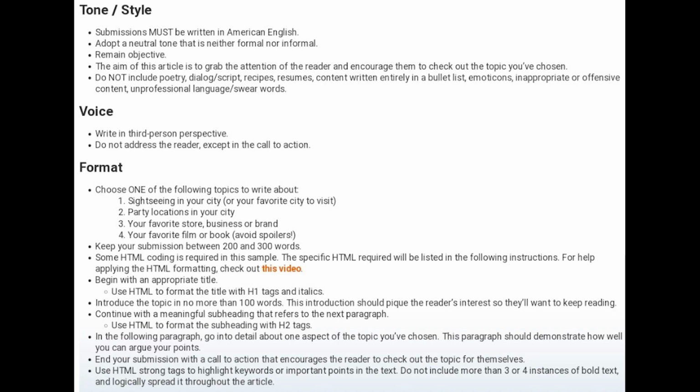I mean, they got a huge list of stuff, and I'll leave a link to that website in the description down below. And then the rest of the instructions pretty much tell you exactly what I just said.